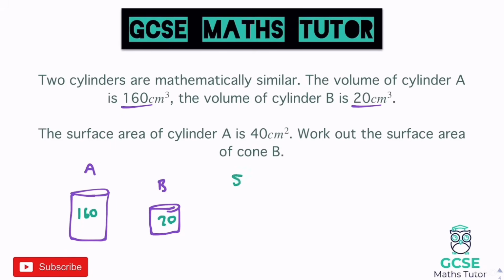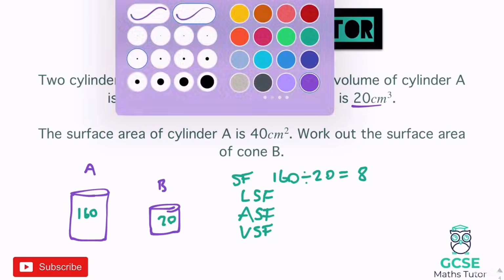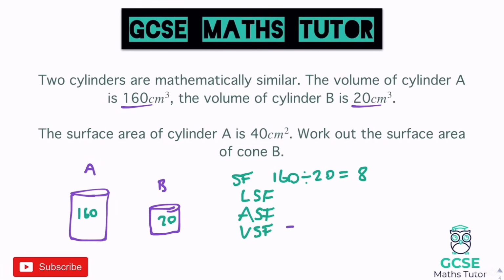So again, if I find a scale factor here, I can do the bigger one divided by the smaller one. 160 divided by 20 gives me a scale factor of 8. Now, if I'm thinking about this area scale factor, length scale factor and volume scale factor, this time, I've got the volume scale factor, and that is 8. But I can't get from volume straight to area. Now, if you remember, to get from length to volume, we had to cube it. Okay, so to get back from volume to length, we have to cube root it. So if I do the cube root of 8, that tells me that the length scale factor is 2.